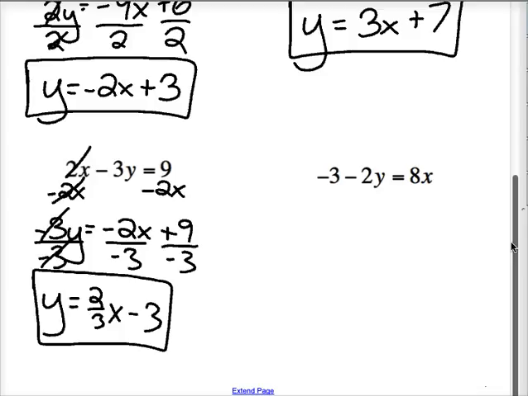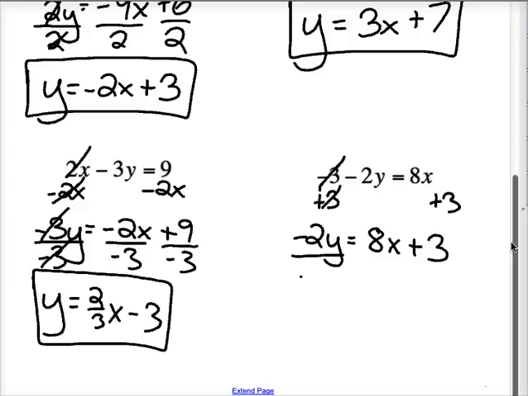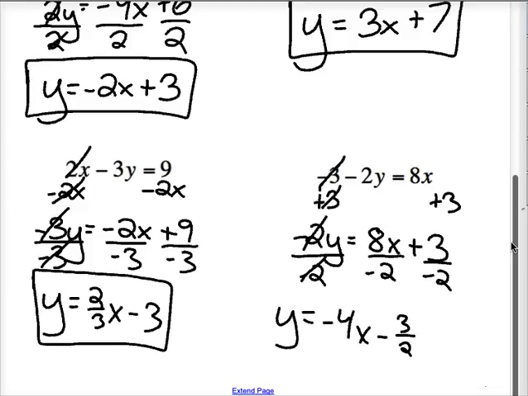All right, and this last one, negative 3 minus 2y equals 8x. Well, I need to move this 3. So I'll have negative 2y equals 8x plus 3. Again, those are not like terms, so do not combine them. Leave them separate. Now, I need to divide by whatever's still with my y. So I'm going to divide everything by negative 2. y equals, well, 8x divided by negative 2 is negative 4x. 3 divided by negative 2 is a negative 3/2.